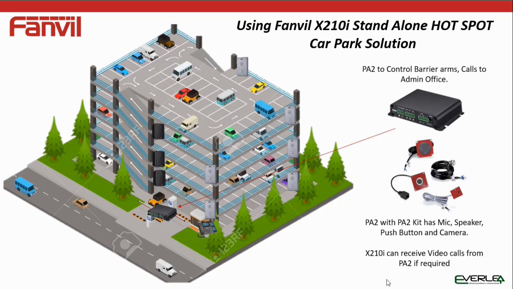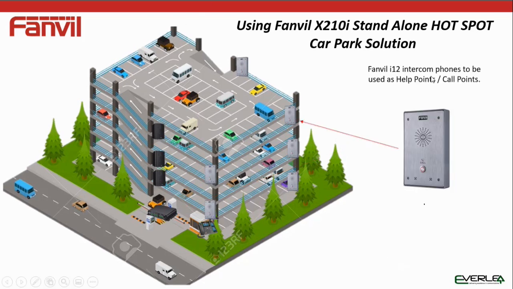We're going to use the PA2 for barrier control arms, etc. And as I indicated before, you've got your camera, a push button, a speaker and a microphone, etc. So that's for your barrier control, and it'll also interface to existing PAs if you so wish. It can receive video calls, etc. from the PA2.